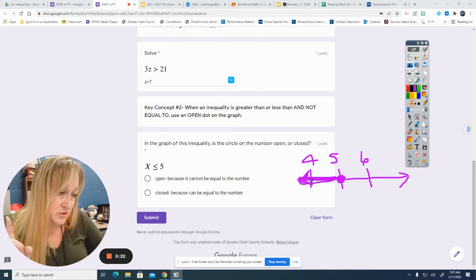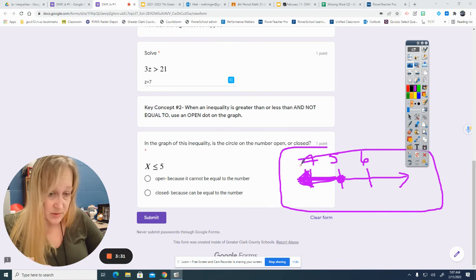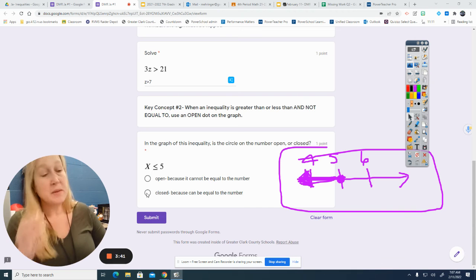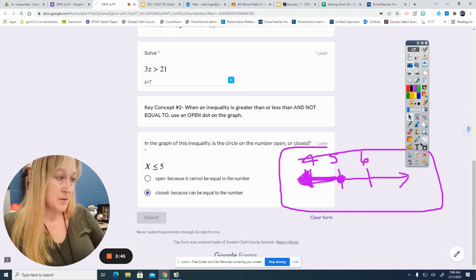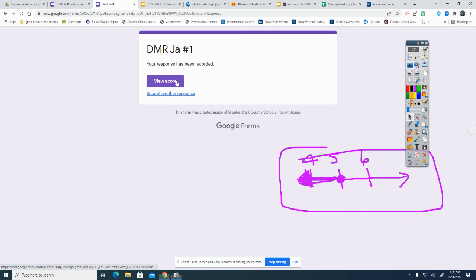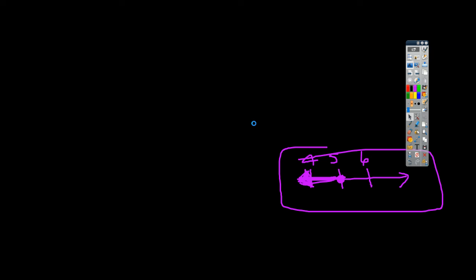So I know some of you are just going to want to click that circle. But because we're not doing it if you're doing it on paper, you need to do this. If you're doing it on the computer, I couldn't figure out any other way to do it. So I need to make sure that you know this little line means that it's closed. It means that it can be equal to that number. You'll hit submit. We're going to view my score. And everything is correct. So you should be good to go.